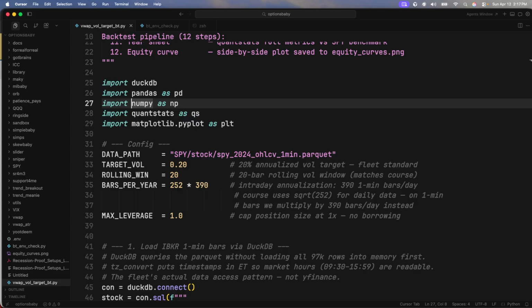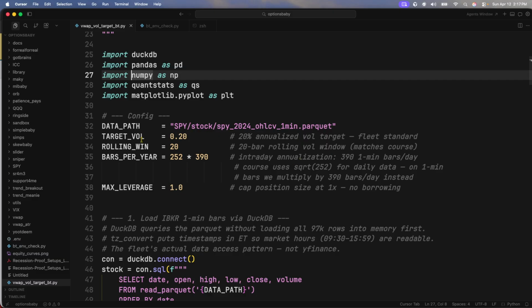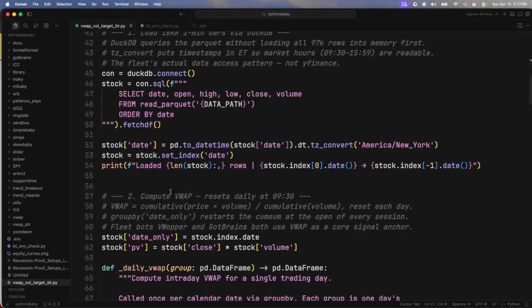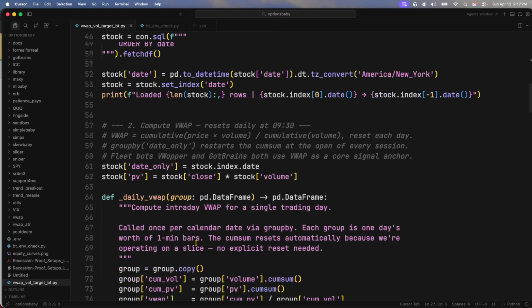This was created by Campbell Harvey et al. I don't want to take any credit for that. I want to also source it, and I'll link the paper in the description. So this is for the volatility targeting. This is loading the data. We're going to compute VWAP, and this is how we're computing VWAP.